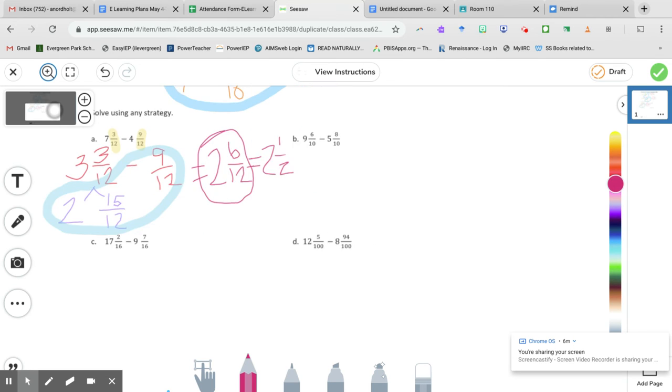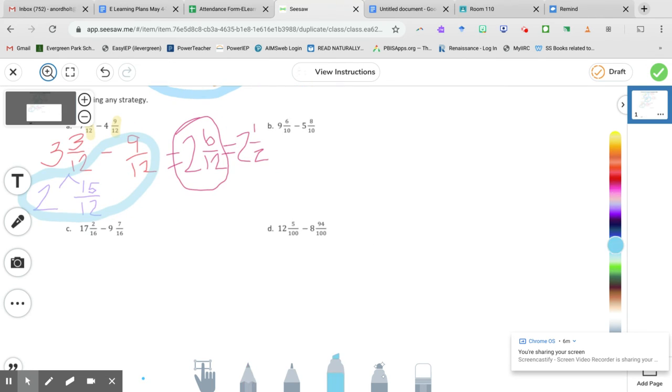Okay, let's scoot over to B. And then the first thing I do with 9 and 6/10 minus 5 and 8/10, I look at my fractions and I see I cannot do that again. So let's start with what we can do. So our whole numbers, 9 minus 5 leaves me with 4.